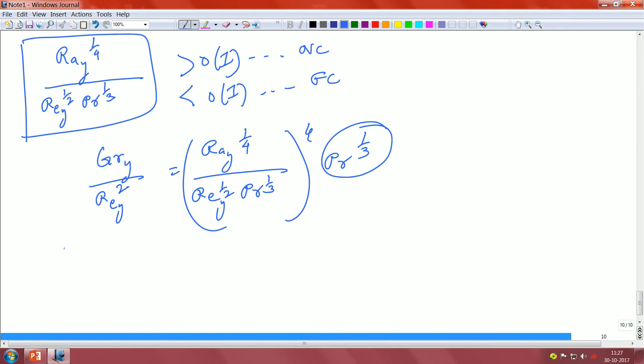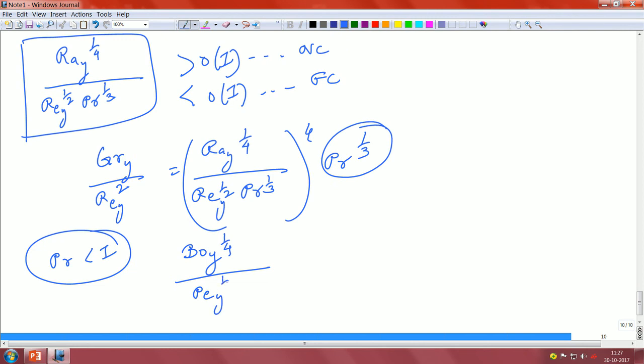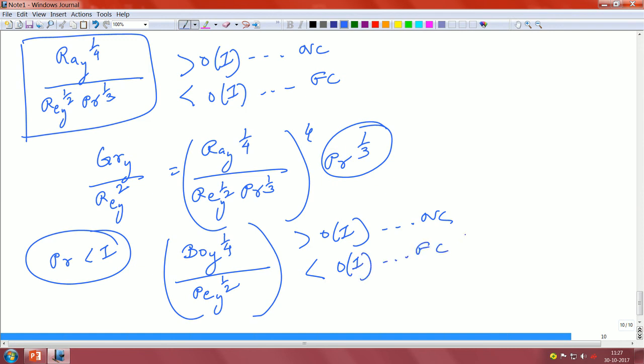Now, if we look at the Prandtl number less than 1 fluids, we can repeat the same assumption that we did earlier. That is given by Boussinesq's number to the power of 1/4 and Peclet number to the power of half. When this is greater than 0.1, or rather of order 1, this is natural convection, and when this is less than that, this is actually forced convection.